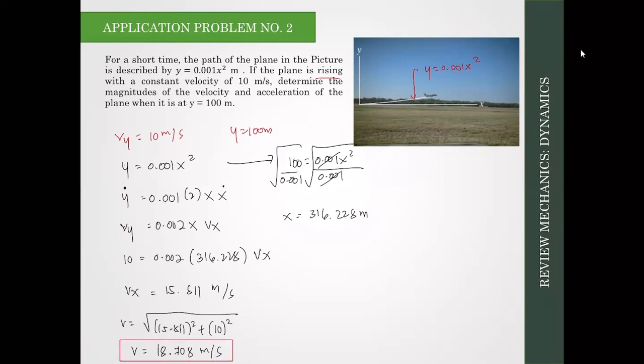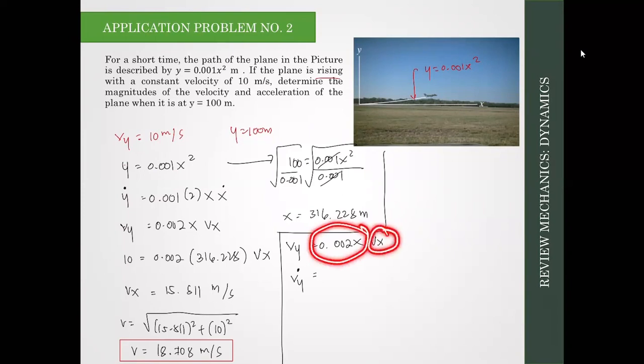Okay? Then next, para makuha natin yung ating acceleration, gagamitin lang natin again yung formula ng velocity natin. So, meron tayo kaninang Vy is equals to 0.002x Vx. Pag dinerive natin to, this will be Vy dot is equals to, derivative siya ng product. Derivative nitong dalawang to. So, derivative ng product. So, balikan nyo yun.